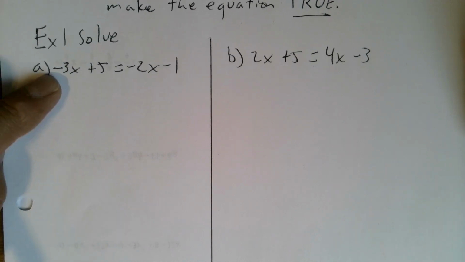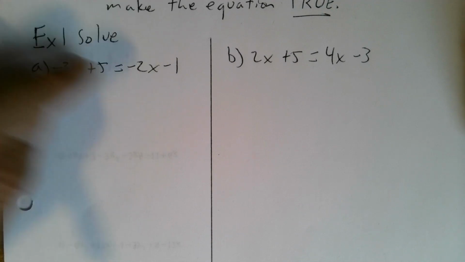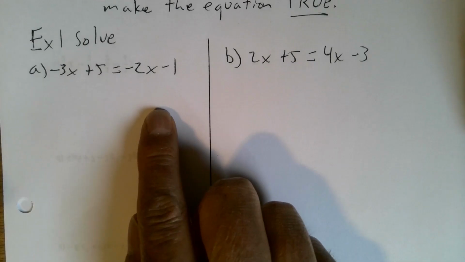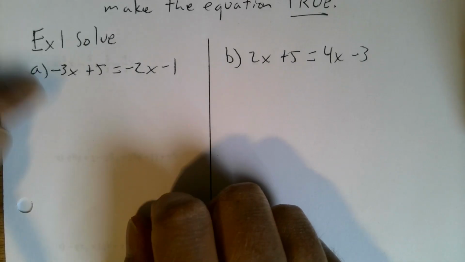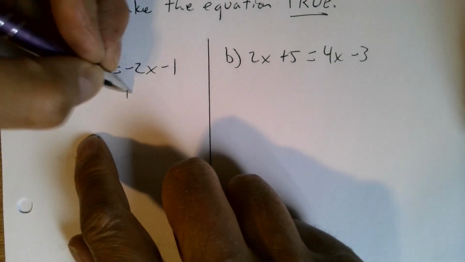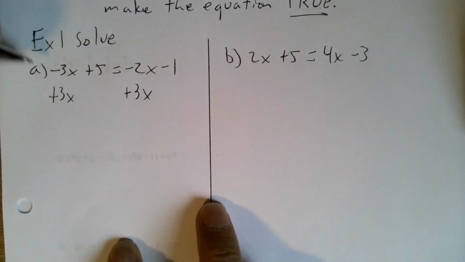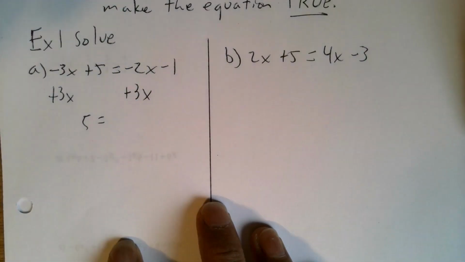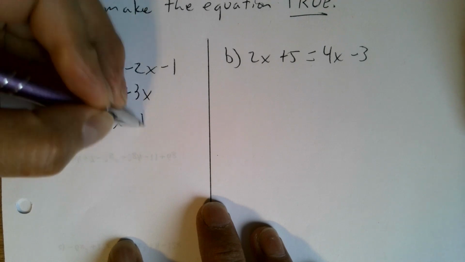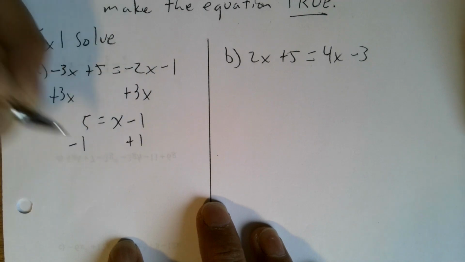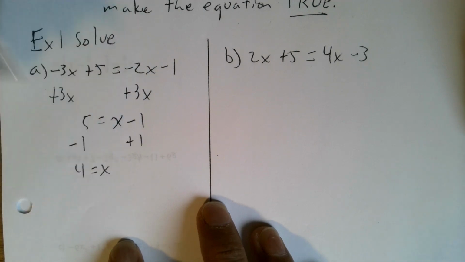So in this case, we've got negative 3 x's here, negative 2 there. Negative 2 is greater than negative 3, so we want to get all the x's on this side, which means we want to get rid of the negative 3x on this side. So I'm going to add 3x to both sides. Negative 3x plus 3x is 0, so that's a 5. And we've got negative 2x plus 3x is x, minus 1. Just about done. We just need to add 1 now to both sides to get x by itself. I get 4 equals x.